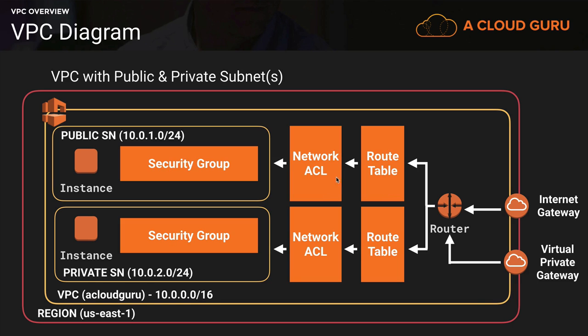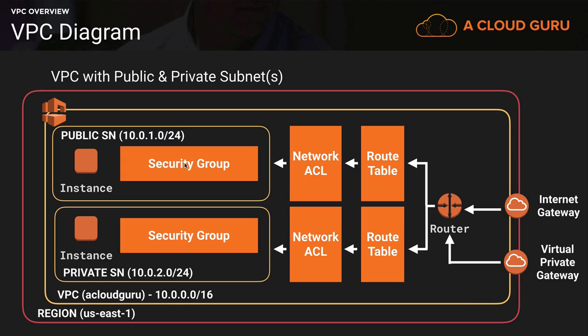We then have our traffic hitting our network access control list. If you remember from the associate level courses, these are stateless. So if you're opening up port 80, you have to do that both inbound and outbound in order for it to work. Whereas with security groups, when we open it up, it opens up both inbound and outbound ports automatically. So security groups are stateful. Traffic goes through our network ACLs, which is basically our first line of defense.